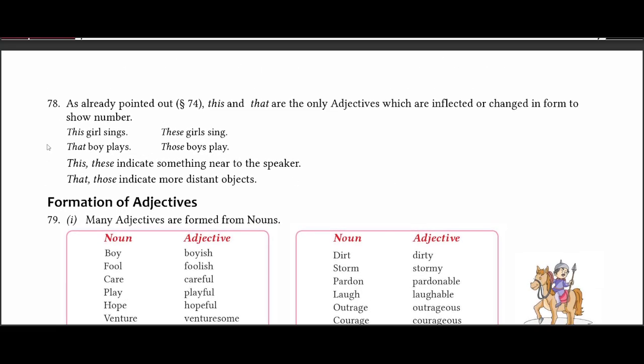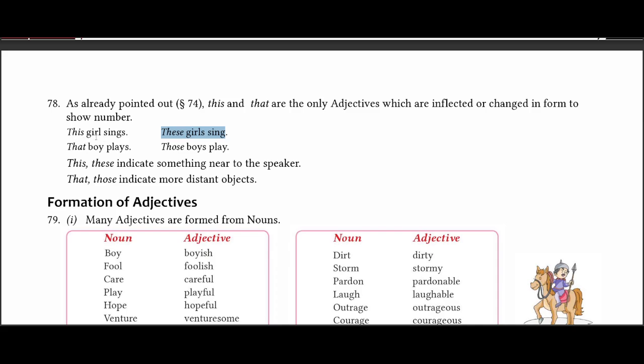Now, look at point number 78. This girl sings. Girl is a noun and it is in singular number. This is an adjective. It is a demonstrative adjective. Now, these girls sing. Girls is a noun in plural number. And these is an adjective, which is pointing out the girls.